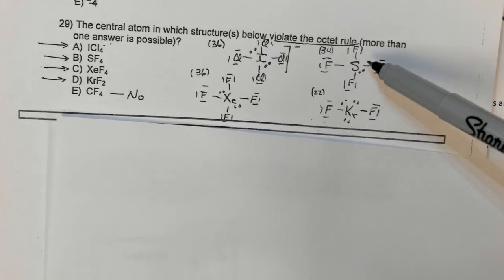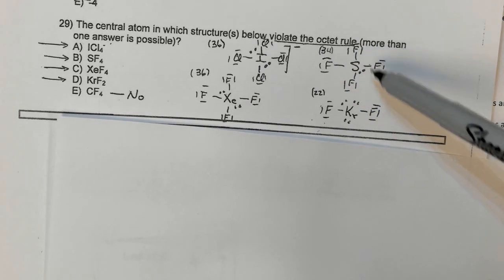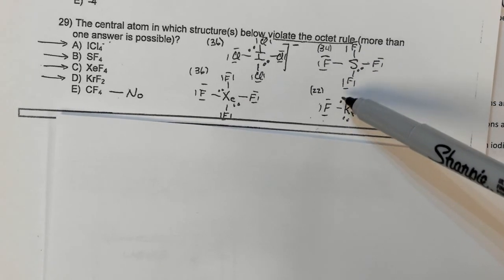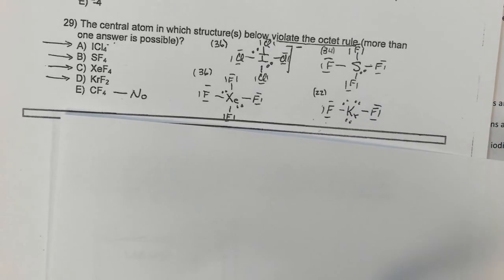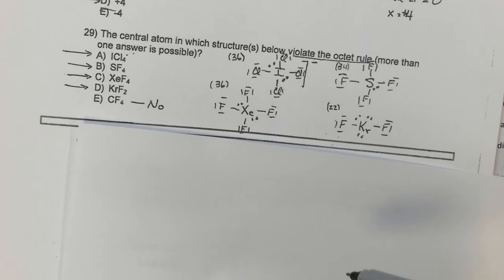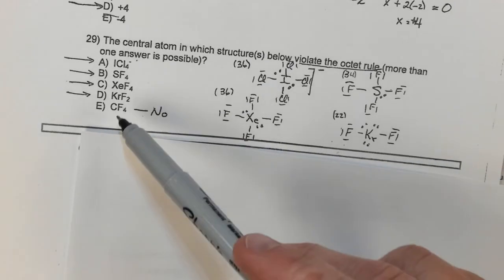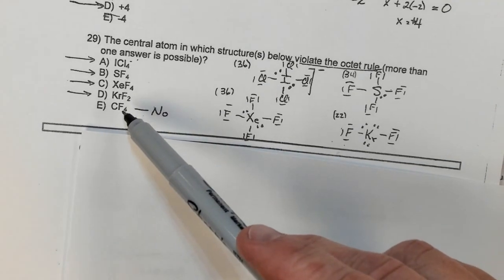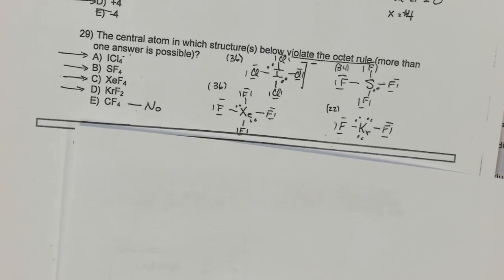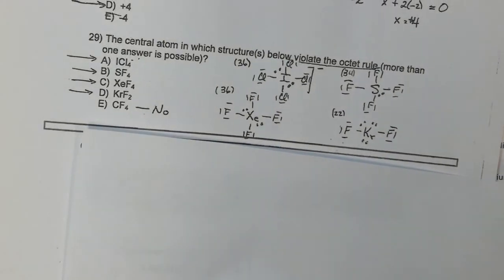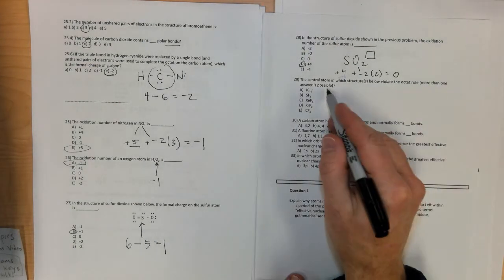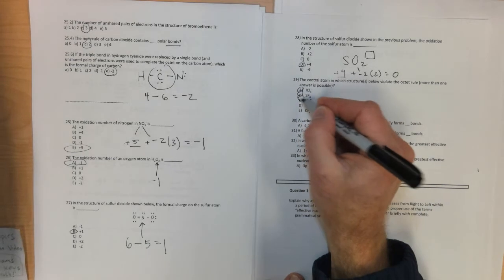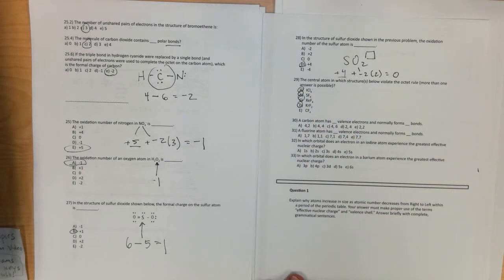Sulfur, 2, 4, 6, 8, 10, it has an expanded octet. Krypton, 2, 4, 6, 8, 10, it also has an expanded octet. CF4, on the other hand, would simply have 1 carbon and 4 fluorines around it, giving it only 8 electrons around it, obeying the octet rule. So the best answers for this, more than one answer possible, are A, B, C, and D. All violate the octet rule.